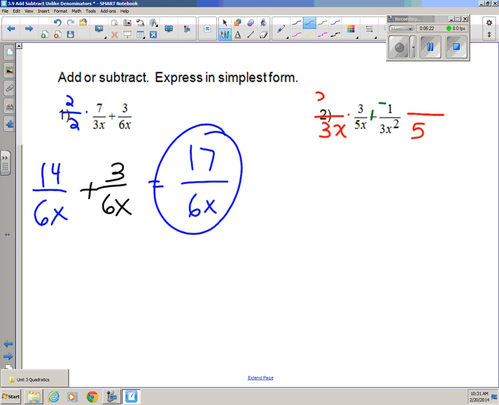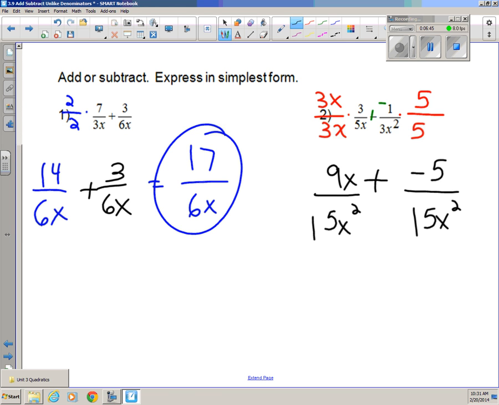Whatever I do to the bottom, I do to the top. So what now happens is this first fraction now becomes 3x times 3, or 9x over 15x squared. My right fraction becomes negative 1 times 5, or negative 5 over 15x squared. We found the common denominator, which we knew.